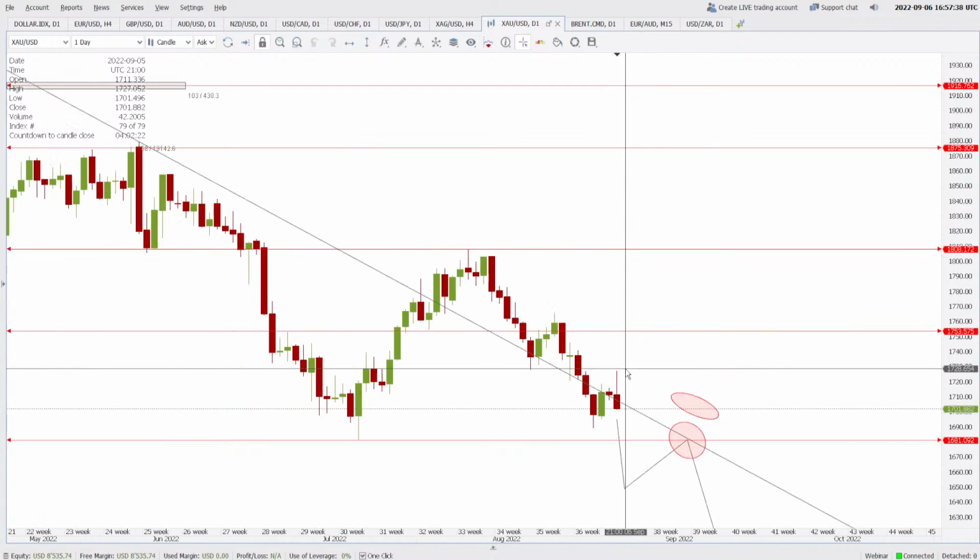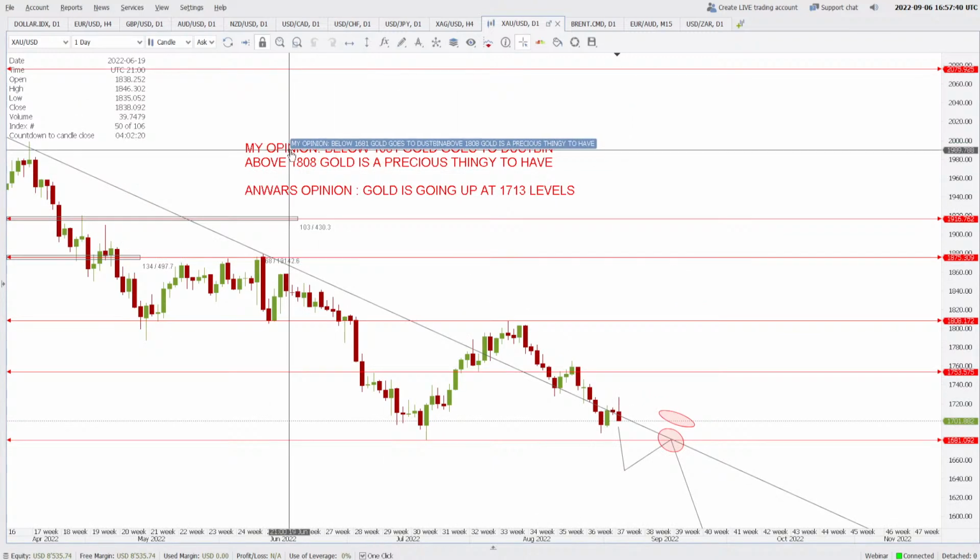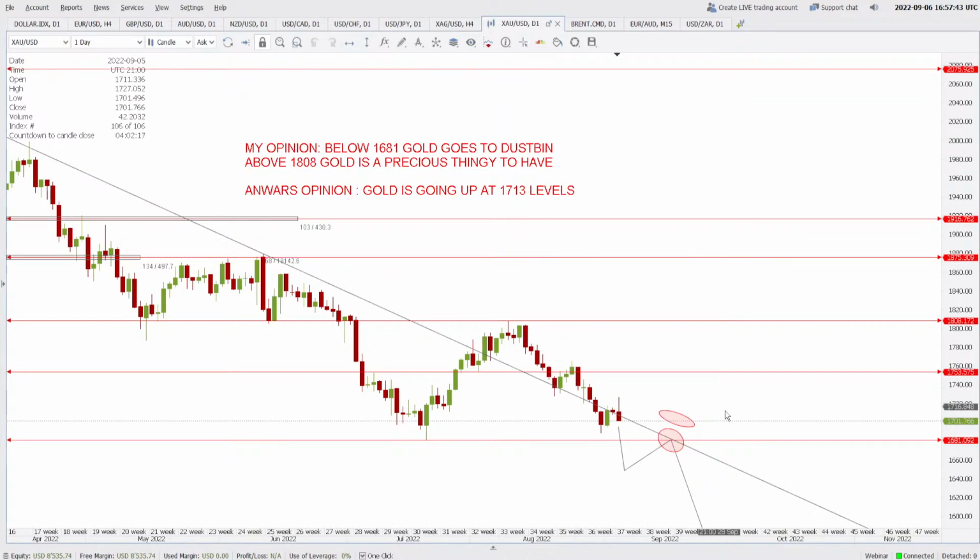What I just said is that my opinion was: below 1681, that is this area here, gold goes to dustbin. It is of no use holding gold below 1681, and above 1808, gold is a precious thing to have. That means above this area. So in this area and this area, I'm not going to trade gold because that is range bound. But above 1808 is a perfect entry, and below 1681 it is going to be a good sell.